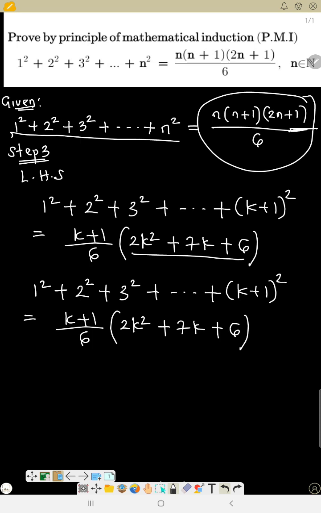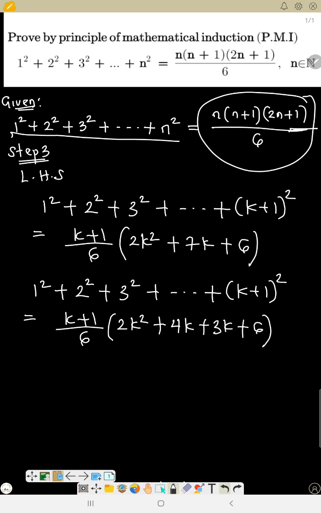Yeah, so factorize everything here. Make sure you jot it down so you can understand it step by step. So factorize this: we have 2k squared plus 4k plus 3k plus 6, because if you multiply the first and the last, you get 12: 2 times 6 is 12, while the middle is 7.